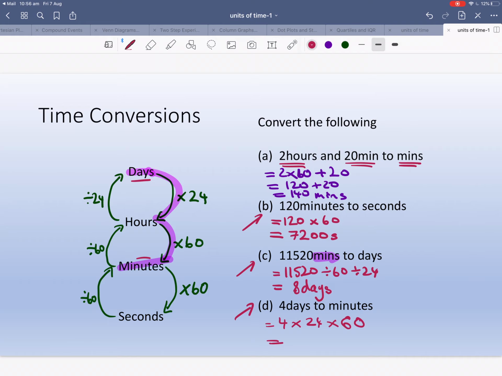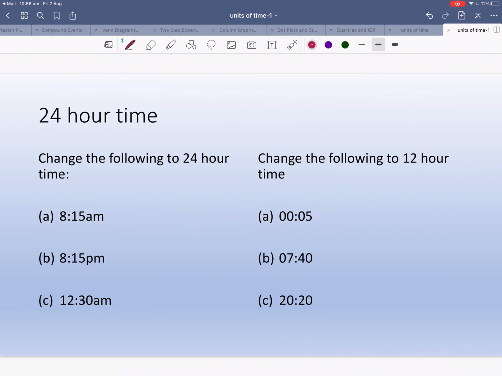And I'm going to do that in my calculator. So 4 times 24 times 60. So I'm essentially doing the opposite of what I did in the last one. And I get 5,760 what? Minutes. So I'm going to put min. So I'm going to put my abbreviation there. All right, hopefully that's pretty straightforward. Let's go to the next example.